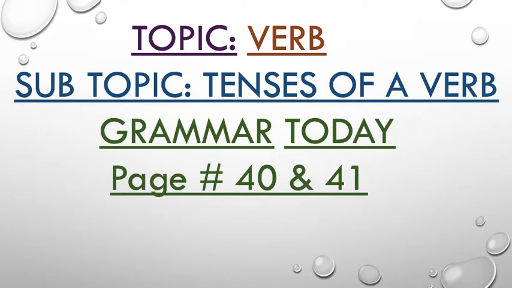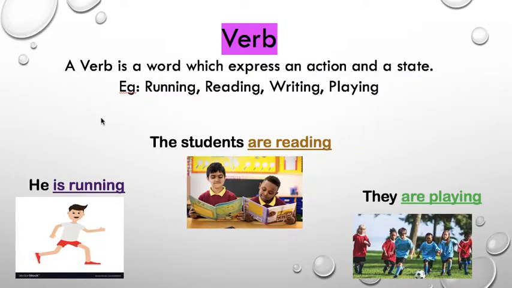Okay, so in order to know what the tense of a verb is, we need to know what a verb is first. So let us refresh what a verb is. A verb is a word which expresses an action or a state. So whatever action or state the subject is performing is known as a verb. Example: running, reading, writing, playing.